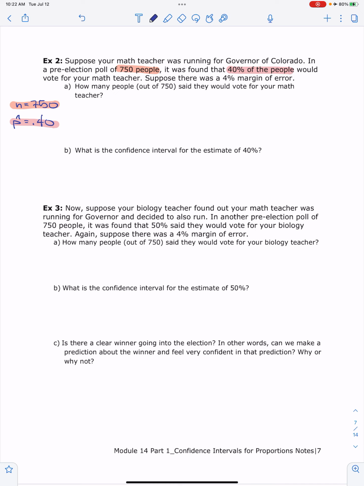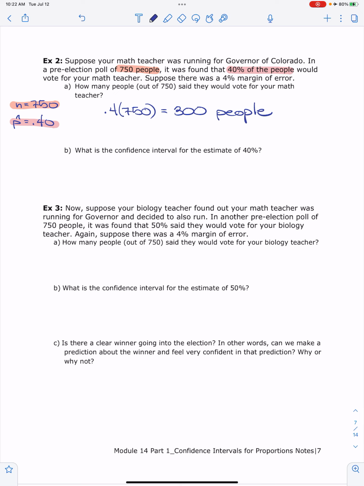We've got a 4% margin of error, but I don't think we need that for A. A says how many people out of the 750 said they would vote for your math teacher. So we have 40% of that 750, and I get 300. 300 people said they would vote for your math teacher. So now we want that confidence interval for the estimate of 40%.